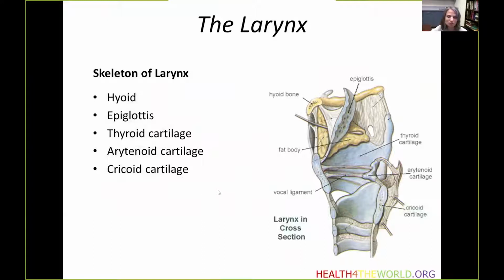When the surgeon performs a total laryngectomy, they will remove all of these contents.